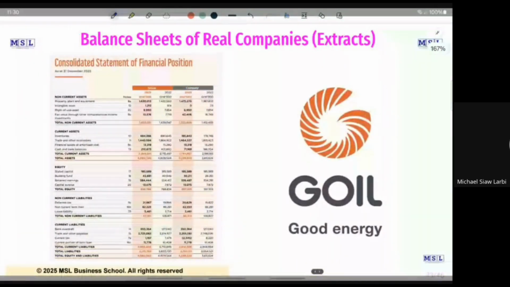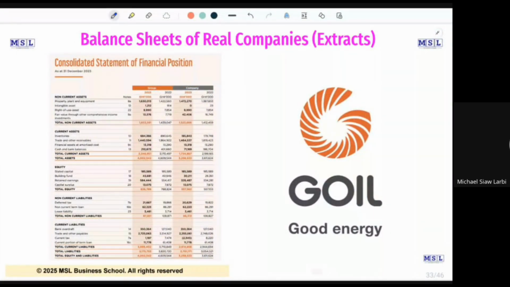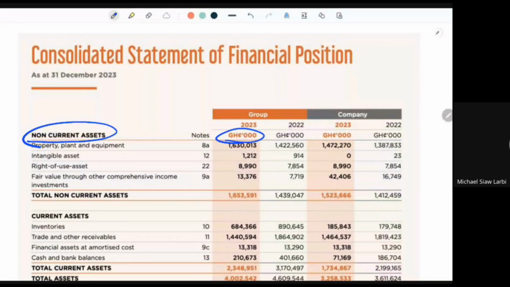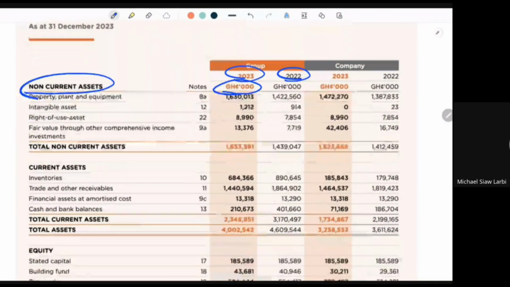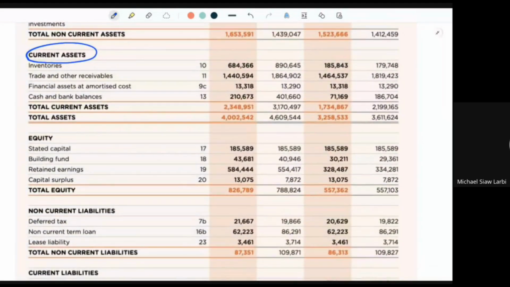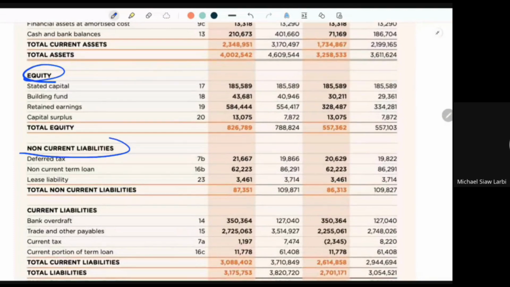Let's take Goil's balance sheet. As usual, all of you are experts now. Goil has what? Non-current assets. You're like, okay, these are the assets of Goil we expect to last for more than a year. They also showed us the currency and then the year, 22, 23. Then we have current assets. Oh, these are the assets of Goil we expect to last for less than a year. Then Goil also has equity, and Goil has non-current liabilities, the ones they will pay after a year, and they are current, the ones they will pay within a year.